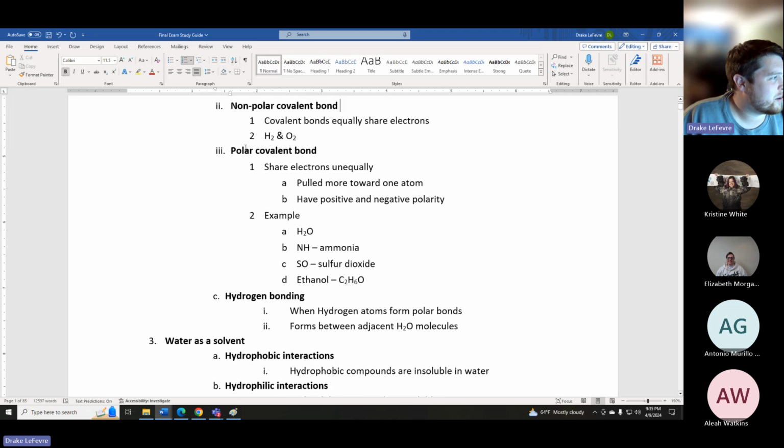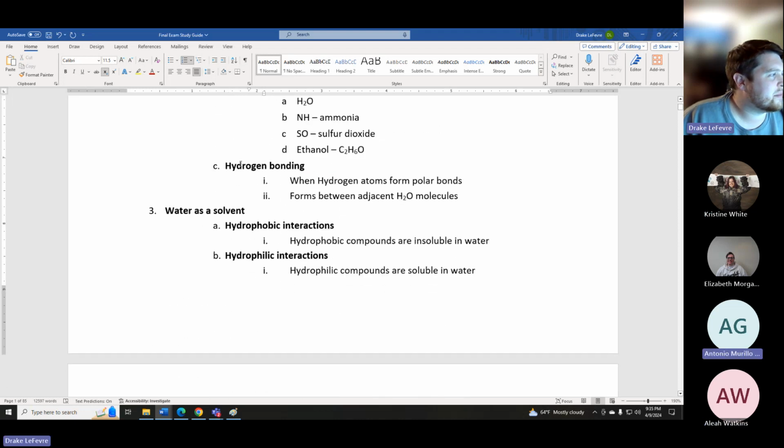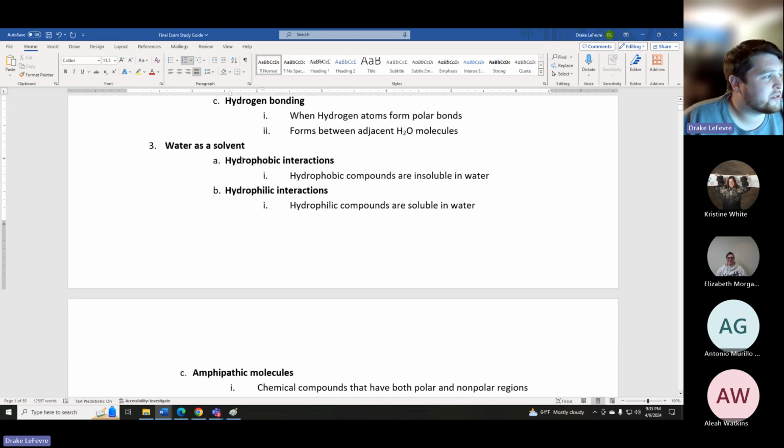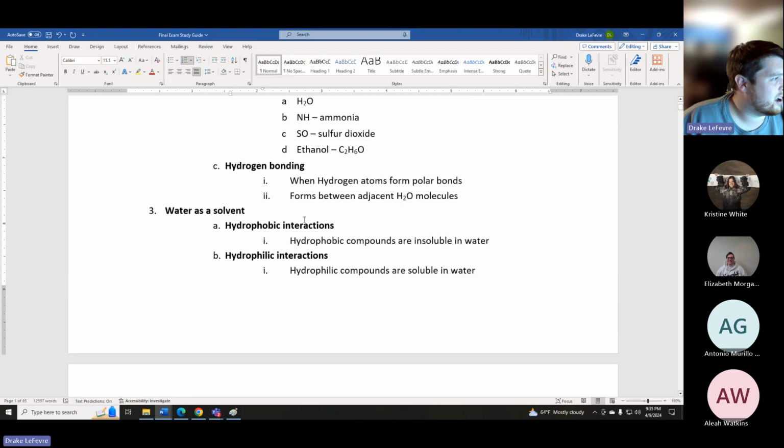Non-polar covalent bonds, polar covalent. Do you remember all this stuff? Polar versus non-polar? Yes. Yeah. Hydrogen bonding. We love hydrogen bonding. Hydrophobic versus hydrophilic. Yep. Good. What's another way of saying hydrophobic? We say lipophilic. Oh, lipophilic, or lipophobic for hydrophilic. Good.